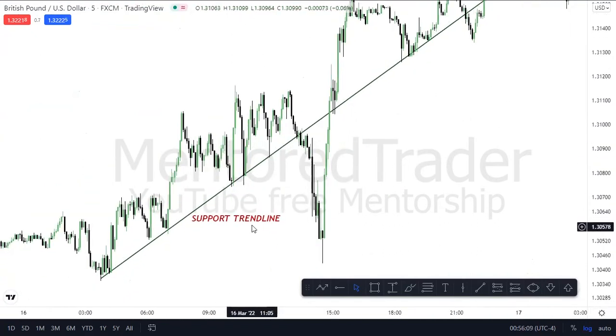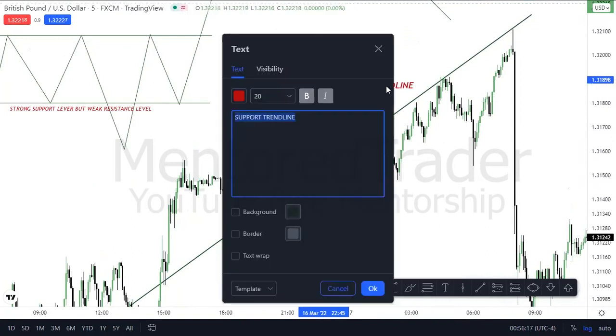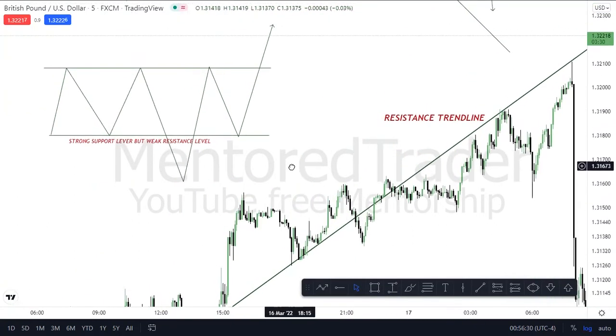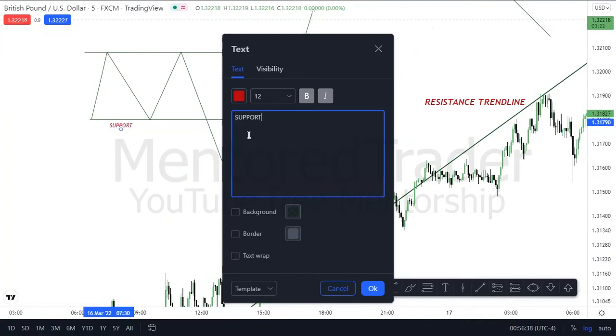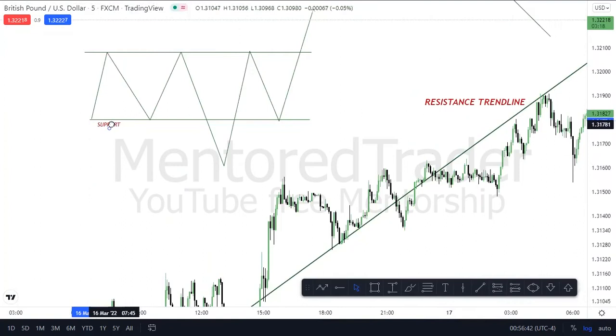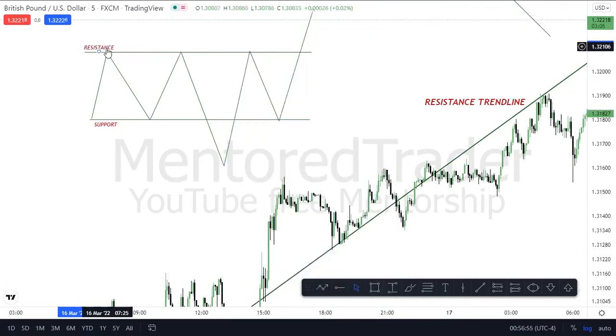So, here, you have a support trend line. This one we call a resistance trend line. Resistance trend line. Okay. Then we also have support and resistance levels. When you find yourself in indecision or sideways, or a horizontal line, okay, support and resistance.